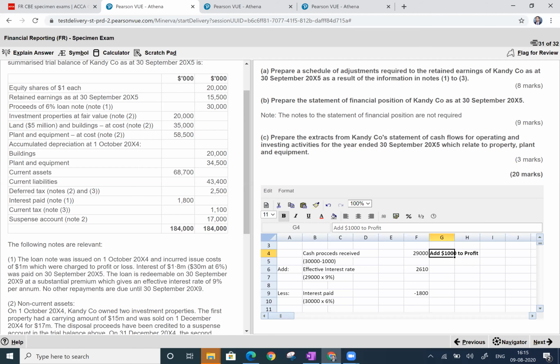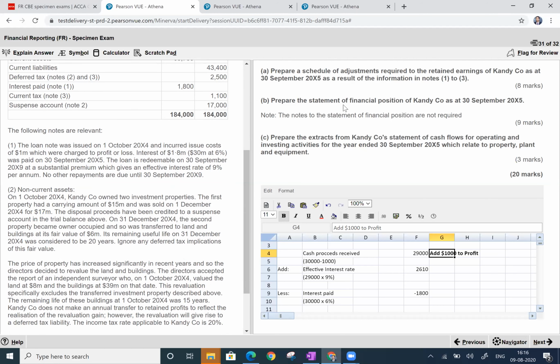But the question is not to show SOPL. The question is to adjust retained earnings. Retained earnings is profit. Now, what have you done? This cost has wrongly been treated as an expense. If it has been wrongly treated as expense, you have calculated your profit less. More expense means less profit. Wrong, less profit. So you have to correct it. So what you have to do? You have to add it back. Add 1,000 to profit. Next.